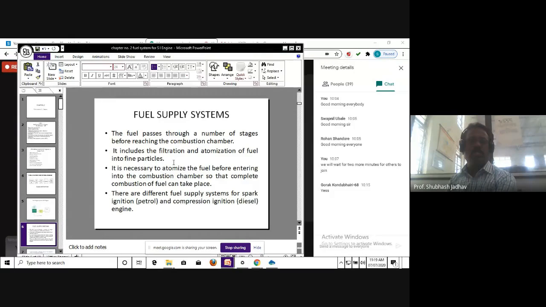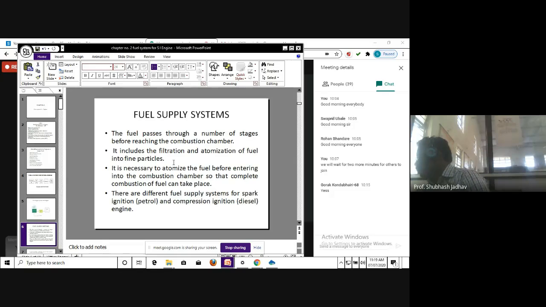CI engine, SI engine. Now, second thing it is written, it includes the filtration and atomization of the fuel into fine particles. So what it indicates? It indicates that the fuel needs to be filtered before it is being used. Not only filtered, it has to be atomized. So we know that the fuel is in the form of a flow, when it is flowing through the tank to the filter and so on. So we cannot use this particular flow of the fuel as it is.